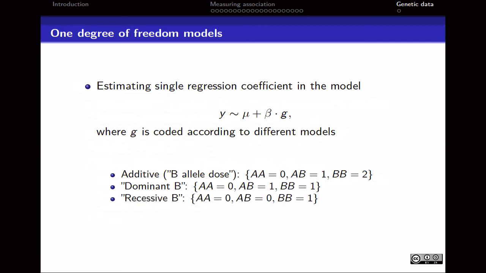Then you could consider the recessive B model. You say that the effect of B is only visible when B is in homozygote. Then you would code AA and AB with 0 and BB with 1. And finally there is a somewhat exotic over-dominant or heterozygous model, where you say that both homozygotes have the same effect while heterozygote might have a different effect. And then you code AA and BB with 0, and AB with 1.